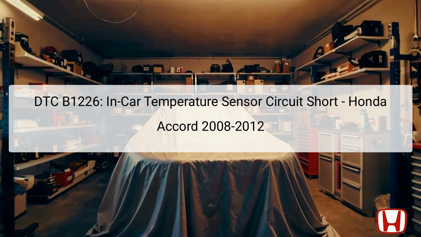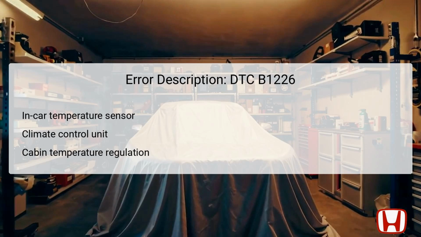The in-car temperature sensor is a critical component designed to measure the ambient temperature within the cabin. It sends this temperature data to the climate control unit, which manages the heating, ventilation, and air conditioning system based on the readings received. The sensor is usually located near the center of the dashboard or inside the glove compartment and requires accurate operation to ensure that the vehicle can adjust the climate settings correctly.